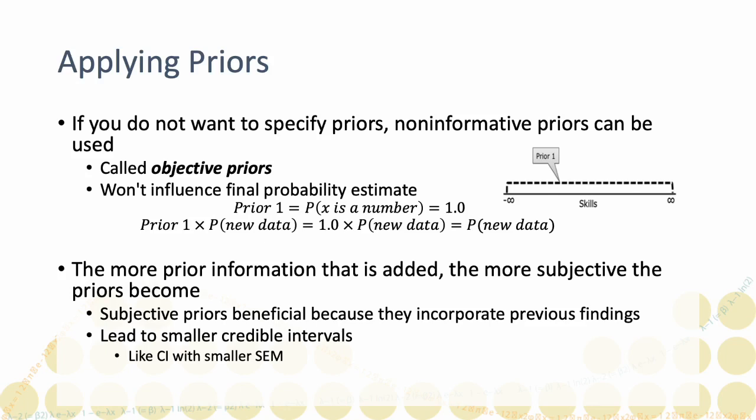If objective priors contain no information, then as you include more prior information in your priors, they become more subjective. Subjective priors can be beneficial because they incorporate previous findings. This will generate more precise probability distributions, which are similar to confidence intervals that use smaller standard errors.